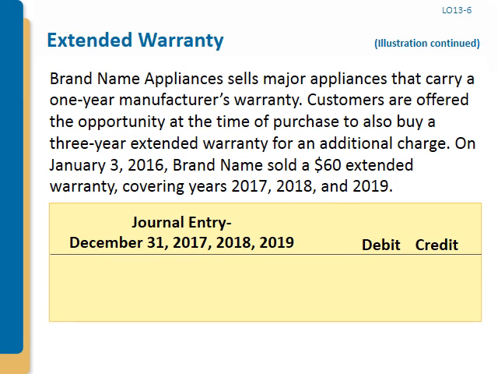Every year for the next 3 years, deferred revenue is debited and revenue is credited by $20 for the extended warranty, recognizing that Brand Name has fulfilled a year's worth of performance obligation by providing warranty coverage during that year. Brand Name would also recognize expenses associated with satisfying warranty claims in the year in which those costs are incurred.